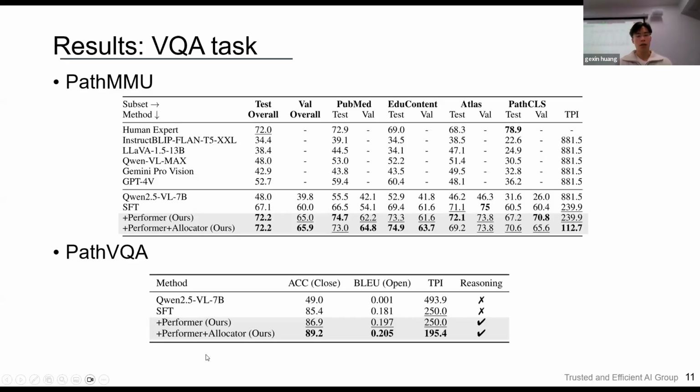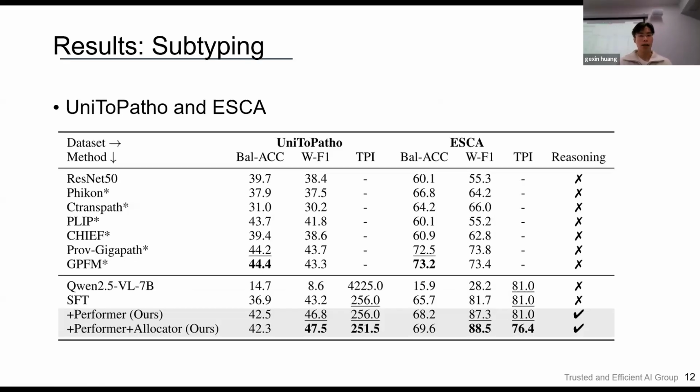And for this PathVQA dataset, because the other foundation models didn't have such ability, they just compare it with the general baseline model, and they found the model with task performance and the allocator can achieve the best performance and the lowest TPI, as well as the corresponding reasoning ability.